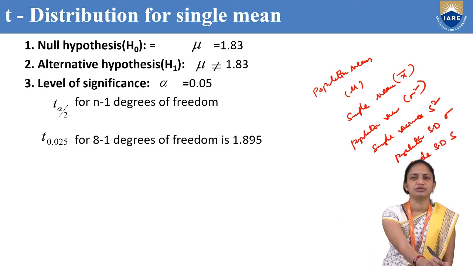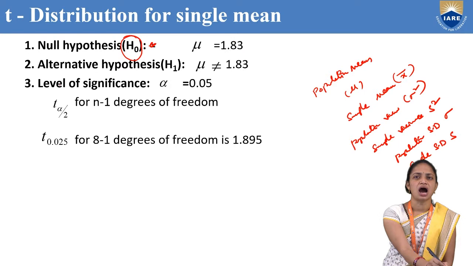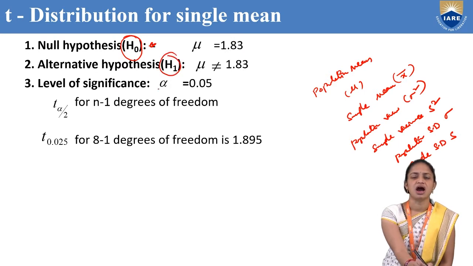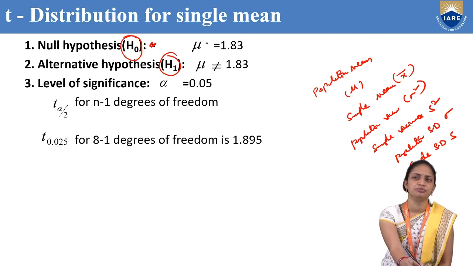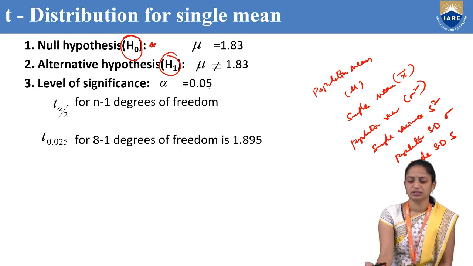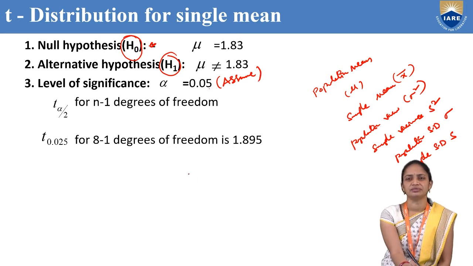Coming to the problem, step 1 is null hypothesis. Null hypothesis is denoted with H naught. In this H naught, mu equal to 1.83. Alternative hypothesis is denoted with H1. Alternative hypothesis is nothing but opposite to the null hypothesis. That means if mu equal to 1.83, then H1 is mu not equal to 1.83. Level of significance: here alpha equal to 0.05. In the question they have not mentioned it, so we have to assume that the alpha value is 0.05.